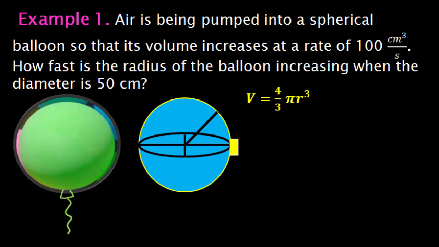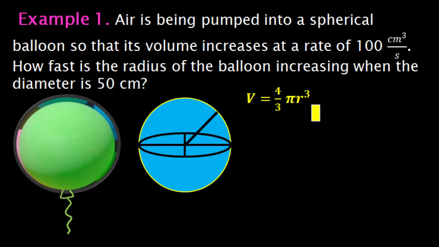So what we see here is a related rates problem because it's asking for the rate of change of the radius as it relates to the volume as the volume increases. And naturally, we will have to use the equation of the volume of this sphere, which is 4/3 pi r cubed. So let's go ahead and solve this problem.